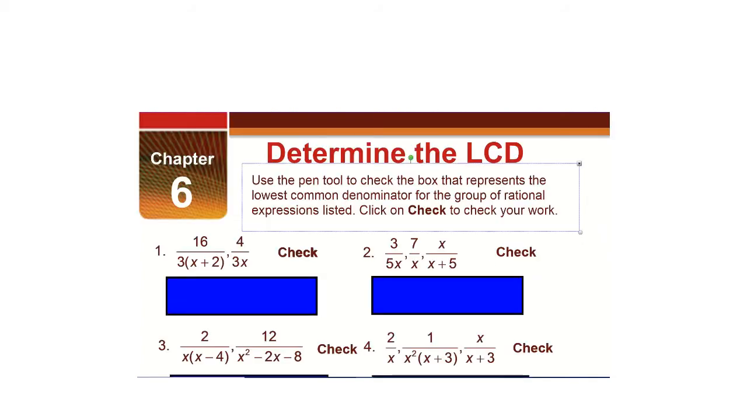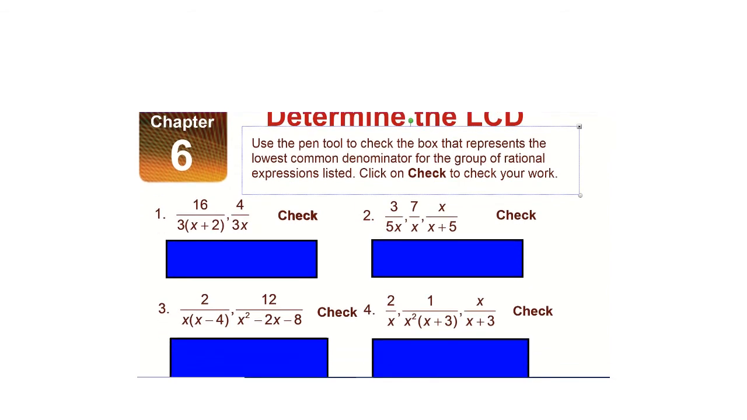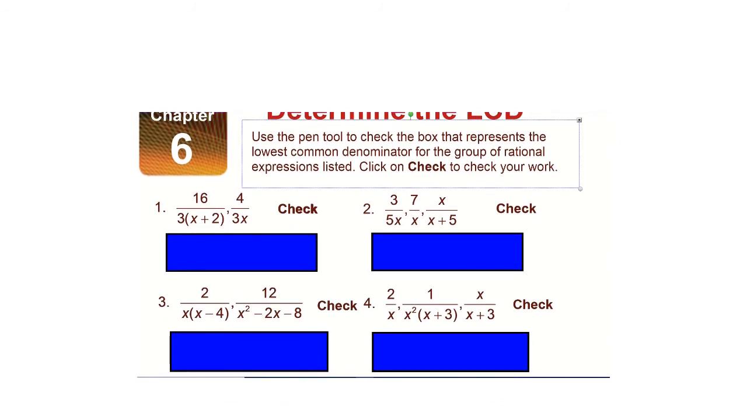All right, so let's get to work and looking at, first of all, if I had some fractions, and we'll find the least common denominator. So if I had 16 over 3(x+2), and then 4 over 3x, and I was trying to get the least common denominator.